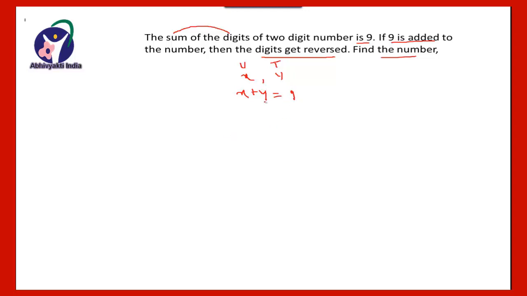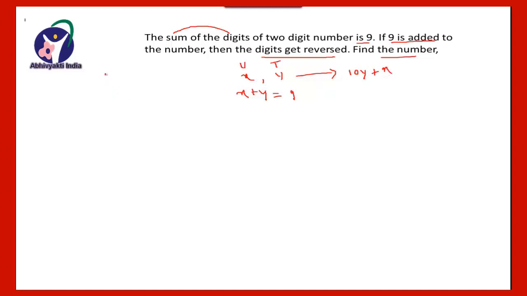Now the second condition is that if 9 is added to the number, here first we will make the number such that y is at tens place, so the number will be 10y plus x. I will explain to you how the number is formed.